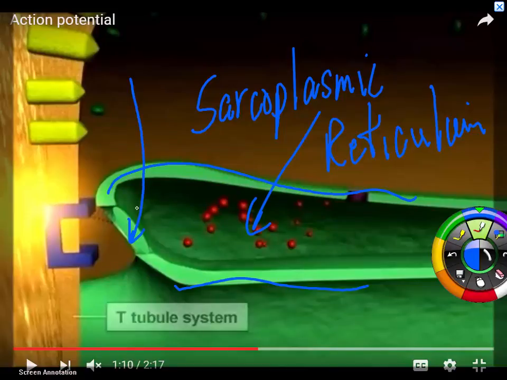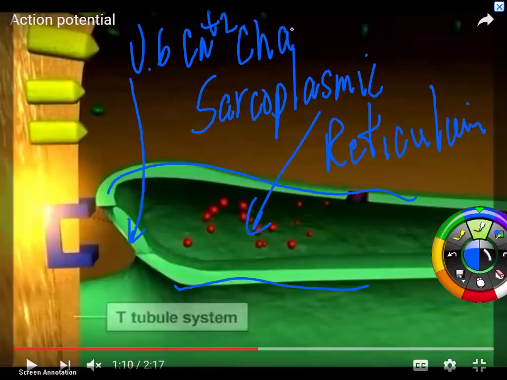I want this. Embedded in the membrane of the sarcoplasmic reticulum are voltage-gated calcium channels. And these voltage-gated channels are opened when that electrical impulse travels over the muscle cell membrane. Are you with me? Who's following this so far?